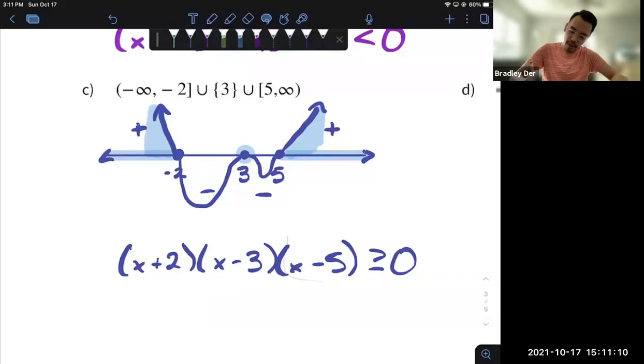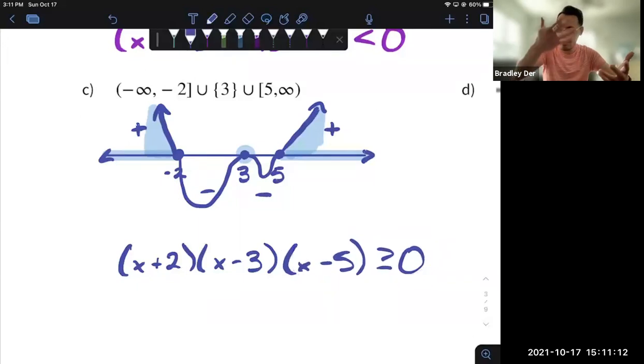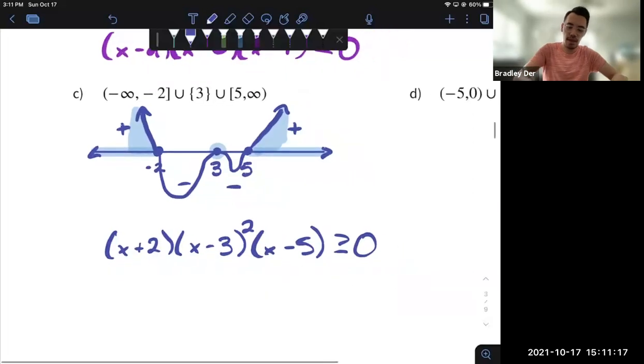Oh my goodness, I forgot the square. So there's a bounce. We were just talking about how there's a bounce. You hate to see it. Okay. Now I think we're good.